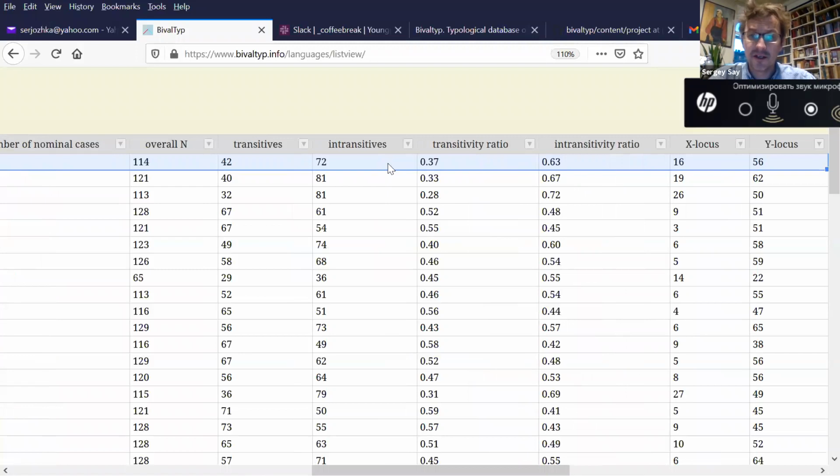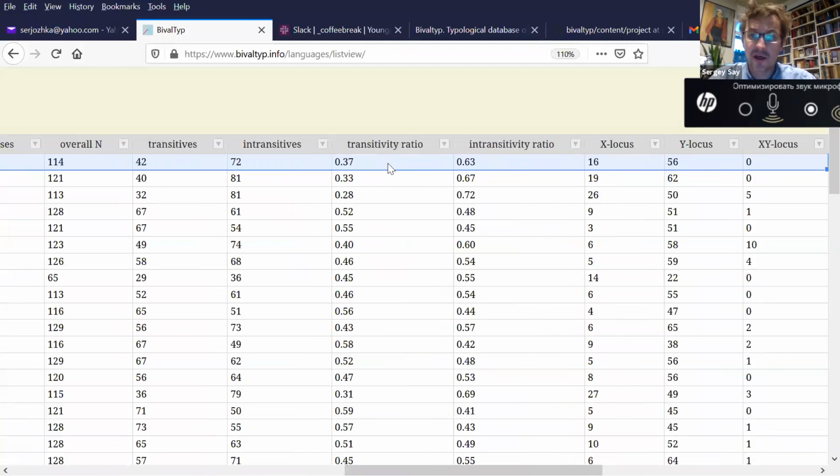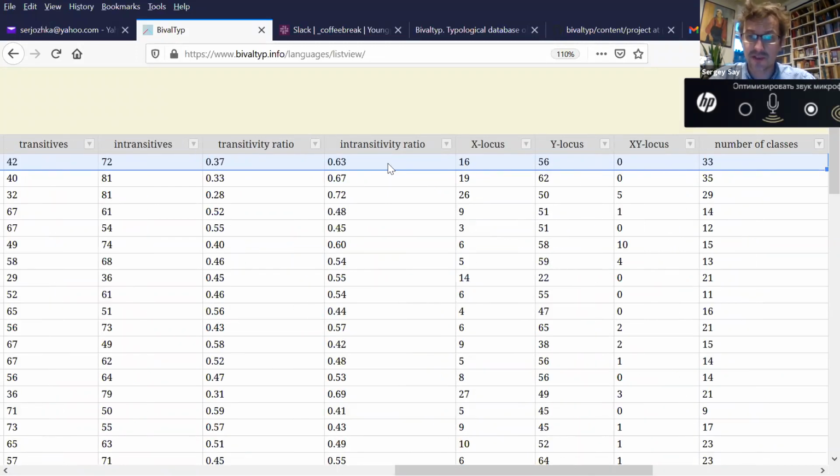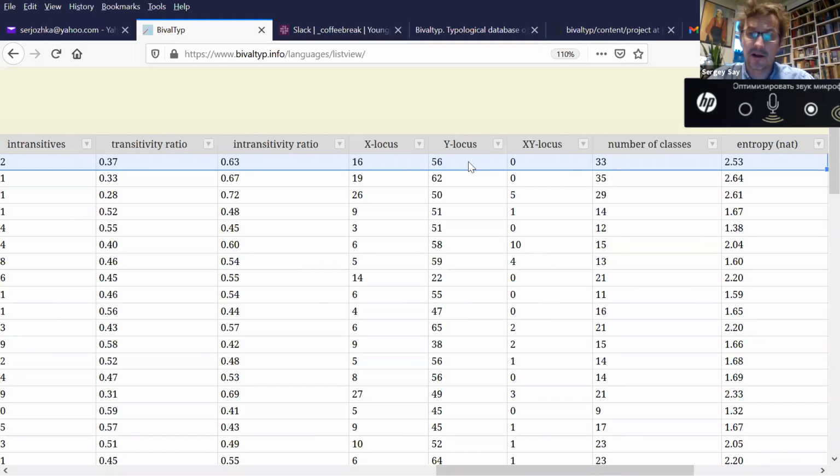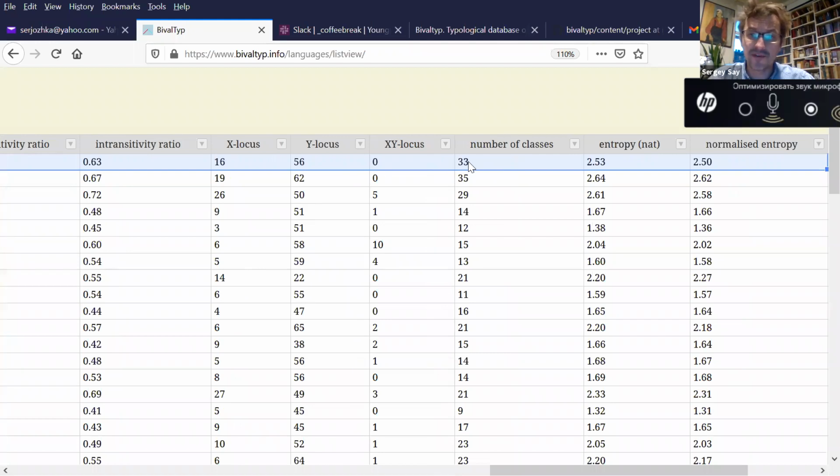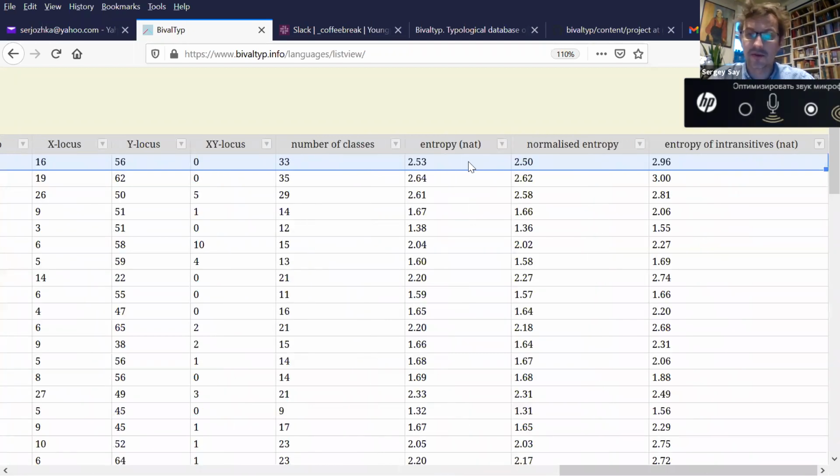And in fact, Abaza happens to be a very unusual language in many respects. For example, it has no less than 16 verbs with so-called X locus of intransitivity, which means that the first argument is encoded by some non-core device. This is a lot because most other languages display lower figures and so forth. You can also have some information about number of classes, entropy, and so forth.